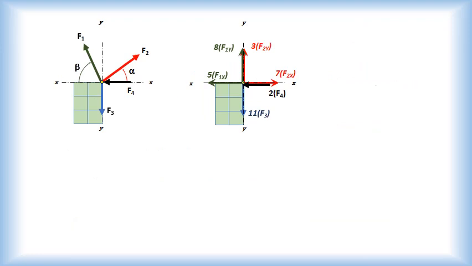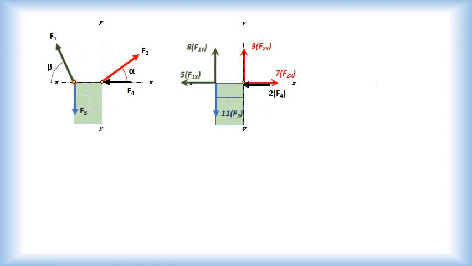Let's now make changes by putting F1 and F3 at the left corner of the rectangular body. Now the forces are spread out, so they are no longer concurrent. That is, they no longer act through a common point. Now how will this affect the equilibrium?